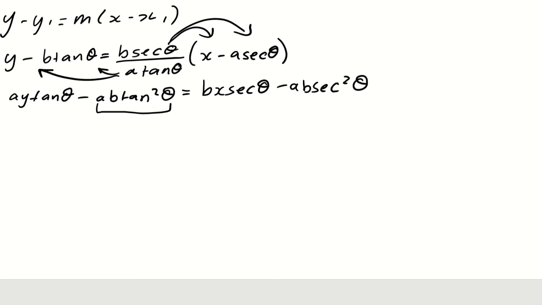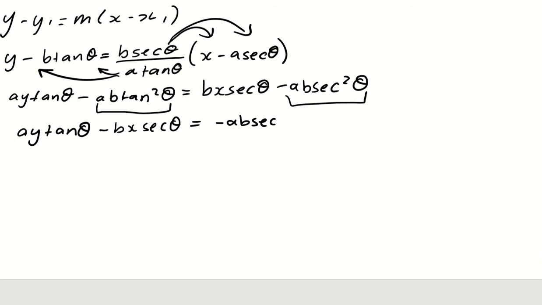Get my squares on one side. I get a y tan theta minus bx sec theta, and that's equal to negative ab sec squared theta plus ab tan squared theta.